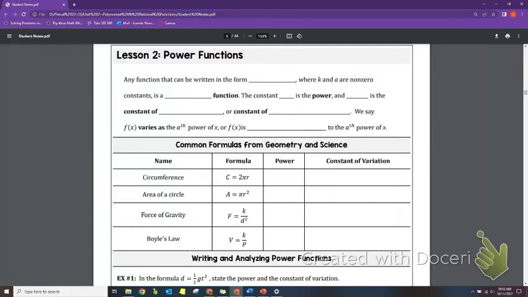All right, lesson 2 talks about power functions. So it says any function that can be written in the form of y equals k times x raised to some exponent a, where k and a are non-zero constants, is a power function. The constant a is the power, and k is the constant of proportion, or the constant of variation.